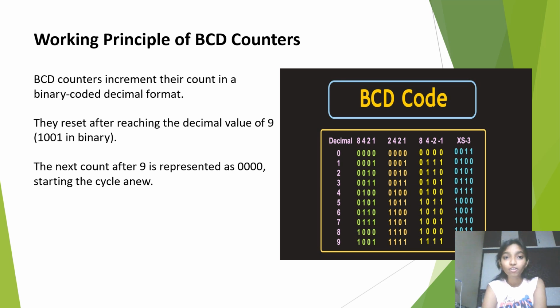Working principle of BCD counters. BCD counters increment their count in a binary coded decimal format. They reset after reaching the decimal value of 9, that is 1001 in binary. The next count after 9 is represented as 0000, starting the cycle anew.